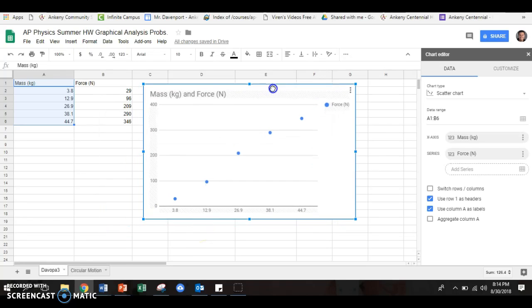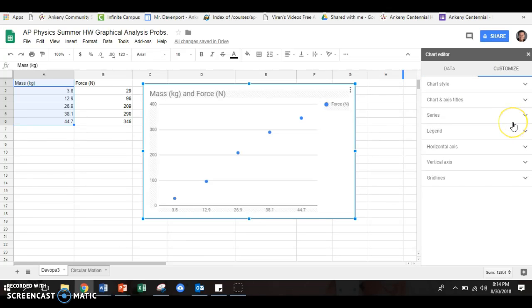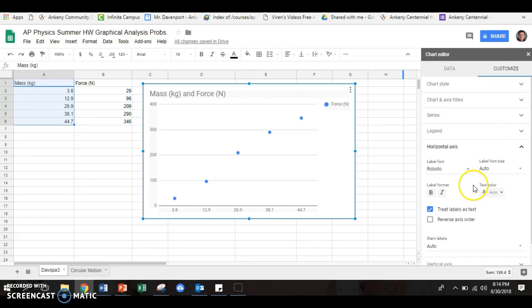The new thing in Google Sheets is, for some reason, to use those numbers as text and almost make a histogram instead of a real scatter plot. So you have to trick it and go back and find this horizontal axis setting under customize, and you will unclick this treat labels as text box so that it will actually graph your points. It's really stupid that it does that now. I'm not a fan. So here is our graph.